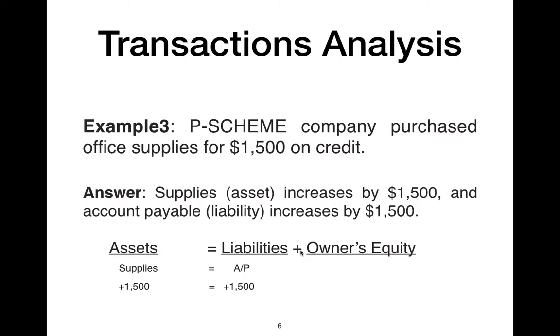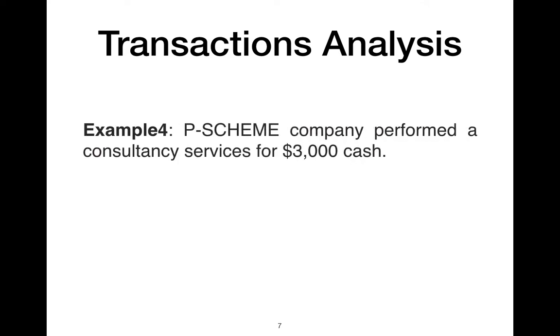Also, the office supplies account will increase by the same amount because now we have an increase in office supplies. So we have a 1,500 US dollar increase in both sides of the equation. In example 4, Peacekeep company performed a consultancy service to a client. The company charged the client an amount of 3,000 US dollars. This amount was paid in cash by the client.